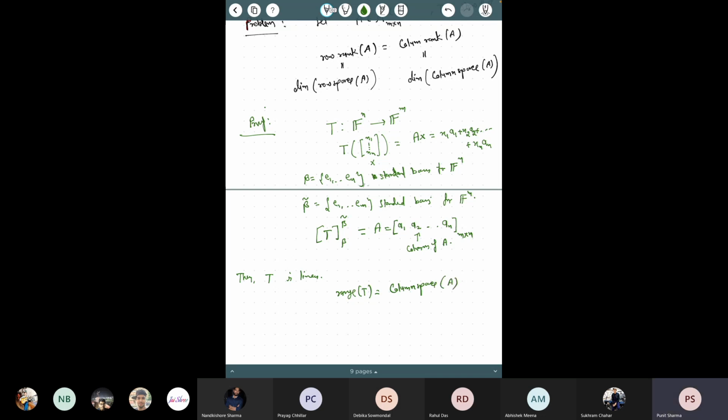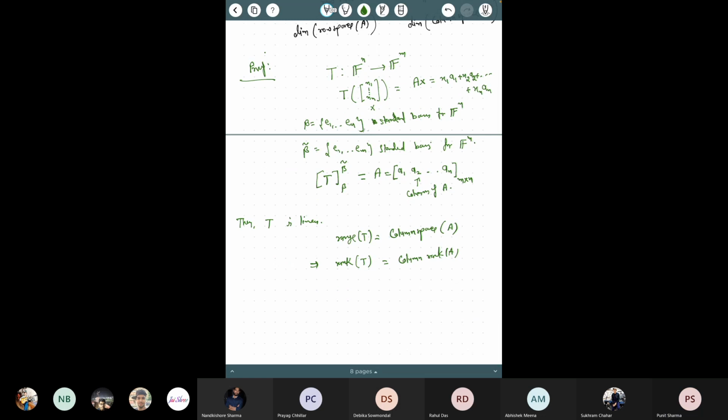So if the range of T is equal to the column space of A, you can clearly say from here that the dimension of the range of T, which is actually the rank of T, is the same as the dimension of the column space of A, which is the column rank of A. Because they are the same, they will have the same dimension. So the dimension of the range is called rank, and the dimension of the column space is called column rank. So this is fine. There is nothing special so far.